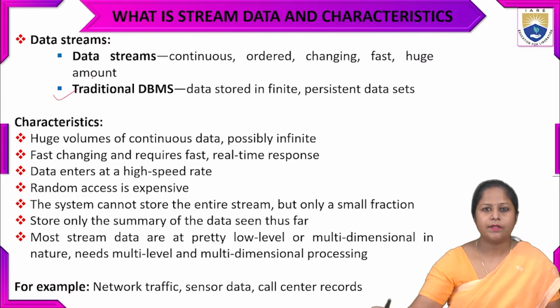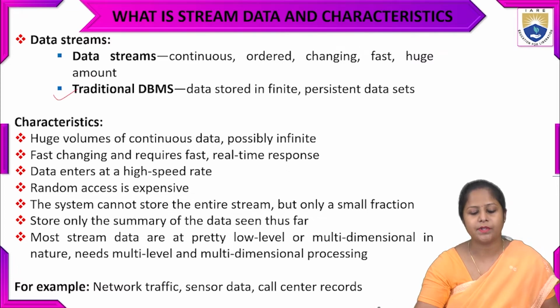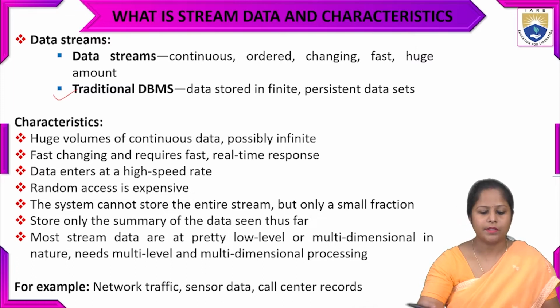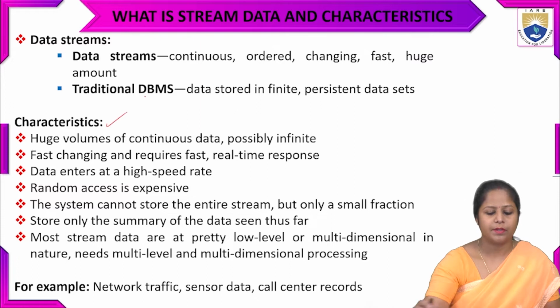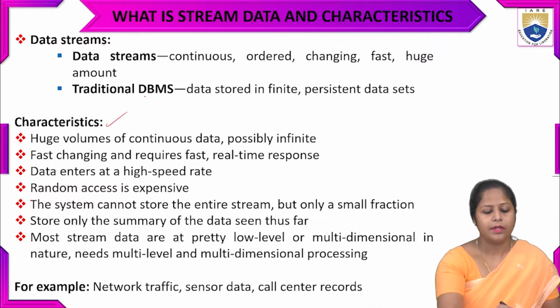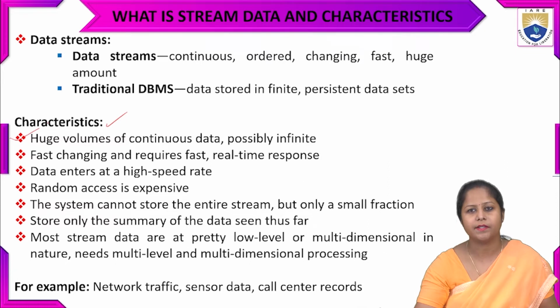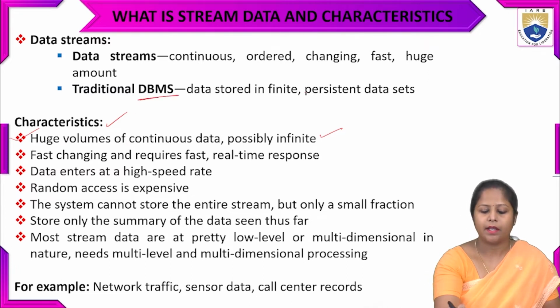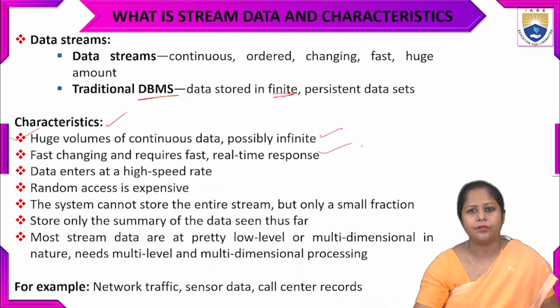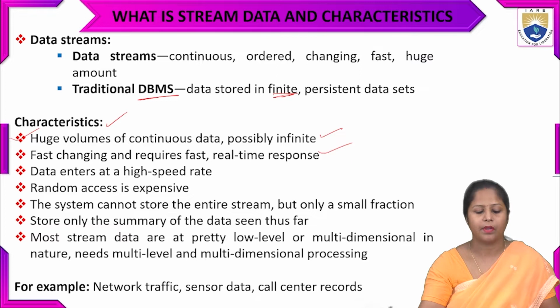What is a traditional database? In a traditional database management system, data is stored in finite persistent data sets. So this is the difference between the data stream and a traditional database management system. The characteristics of data streams: a huge volume of continuous data, possibly infinite data, whereas the DBMS is having finite data, that is fast changing and requires fast real-time response.